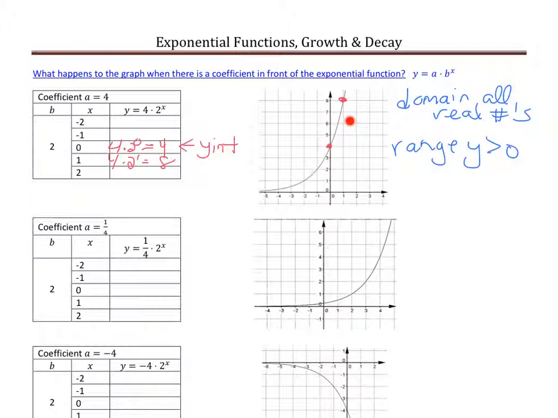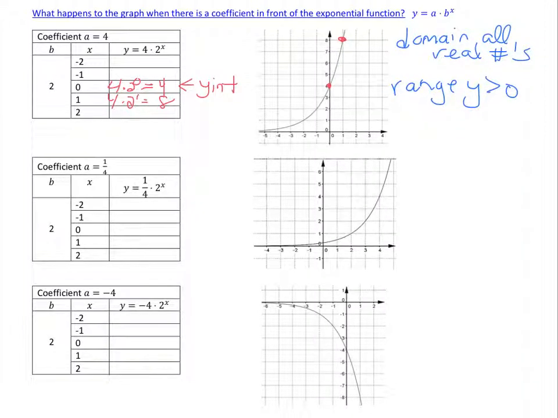You can finish completing this table, but in the interest of time, I'm going to keep going. Of course, you can see this up and to the right nonlinear growth, so this certainly is an exponential function. Now, let's look at what happens if we have a coefficient of 1/4, the reciprocal. Again, let's go to the y-intercept. We have 1/4 times 2 to the 0, that's just 1/4 times 1, which is 1/4. So our y-intercept is 1/4.